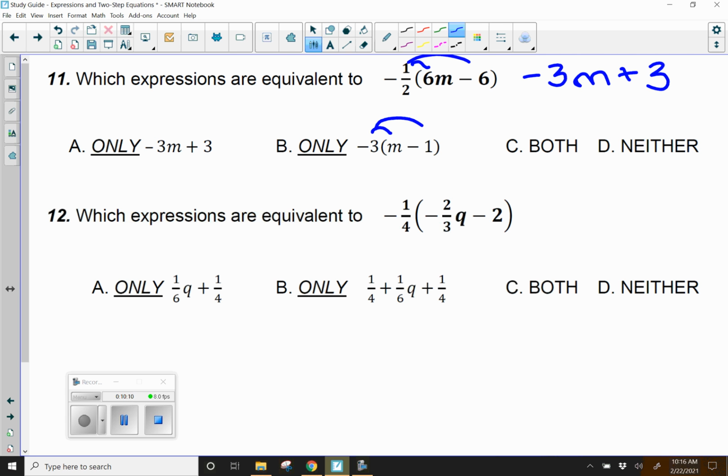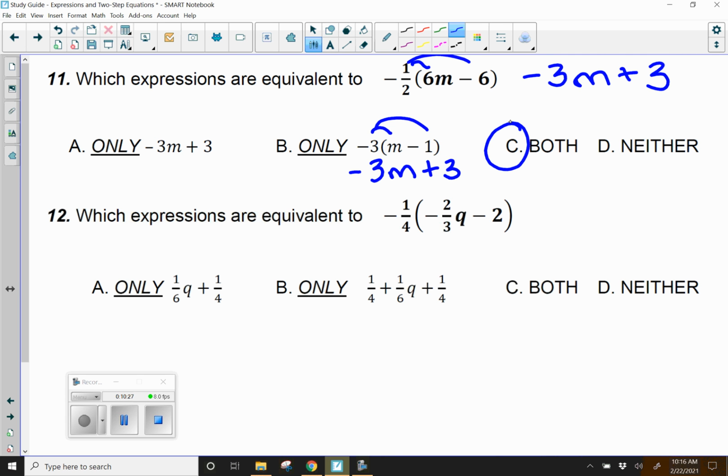but let's distribute for B and see what we get. Negative 3 times m is negative 3m, and negative 3 times negative 1 is a positive 3. So I can see here that both of these would be equivalent expressions. So C was the correct choice.